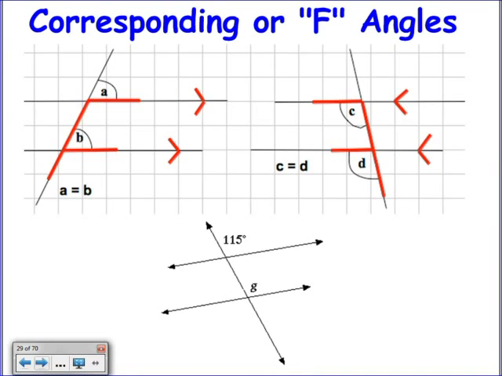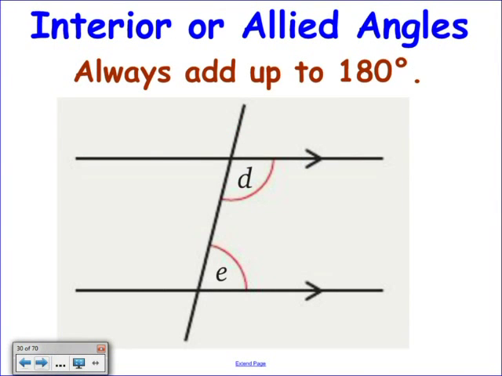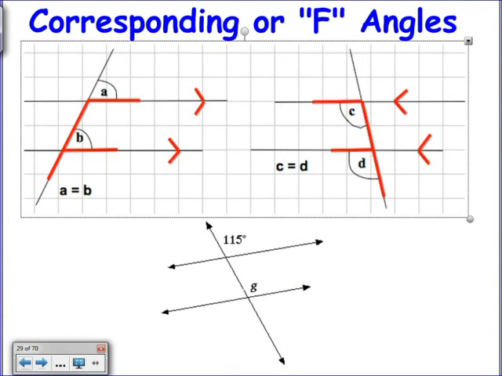So they call this the F angle because it's the same side as the transversal. The next angle, in fact, let's go back because there was an example on this one. So this angle is 115 there. Angle G there would be 115 because they correspond. They're on the same side as the transversal.